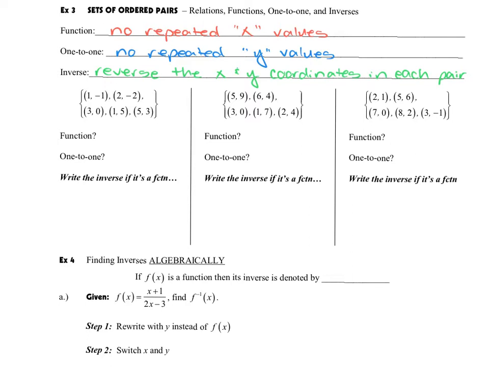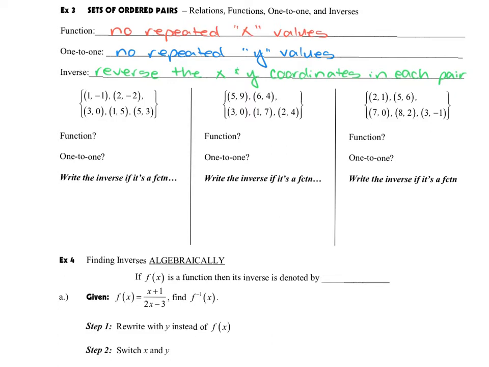We are going to look at our last way of analyzing whether a relation is a function, whether it's one-to-one, and how to find the inverse. And then we're going to algebraically work through an example of finding the inverse. All right, so let's take a look at ordered pairs. These are sometimes actually the hardest ones for students to recognize and how to determine functions, one-to-one, and then the inverse.